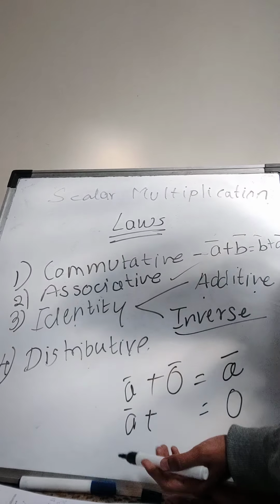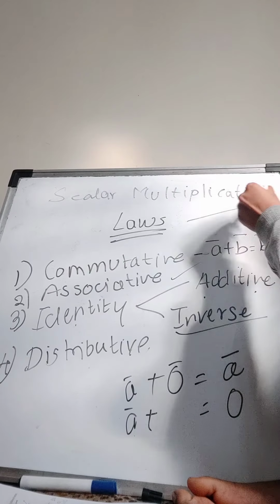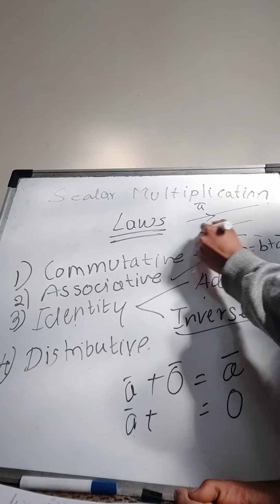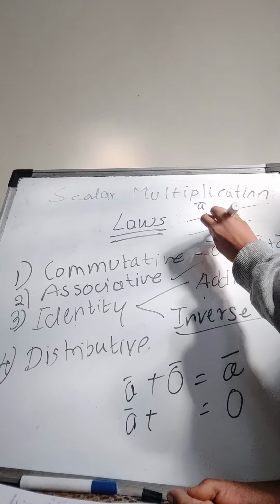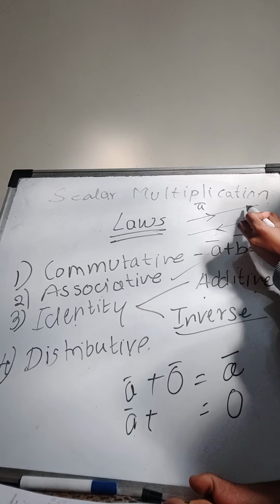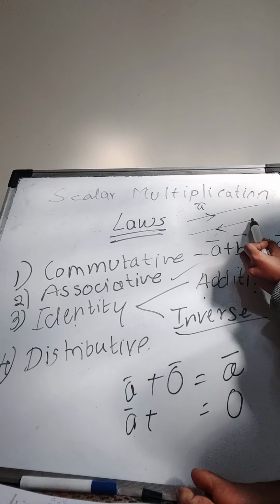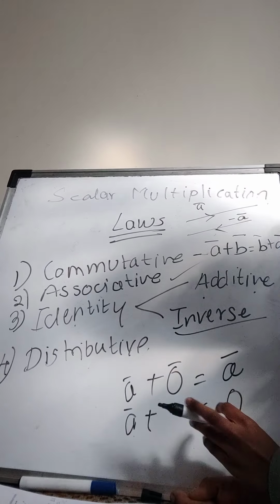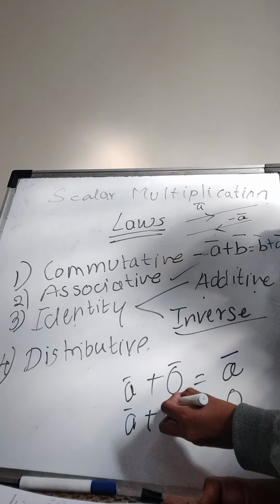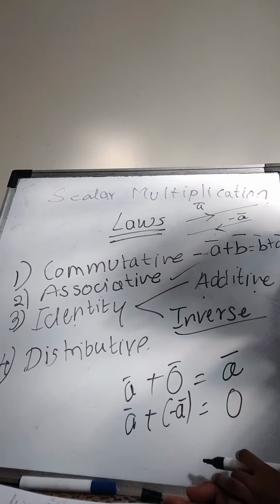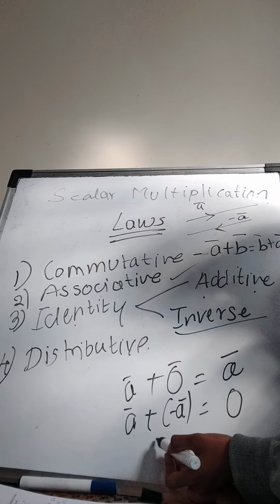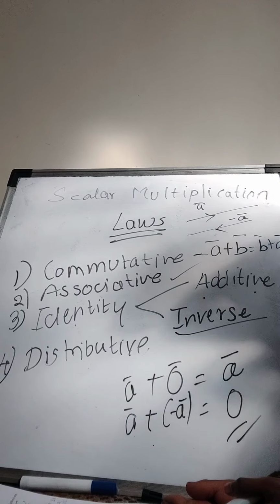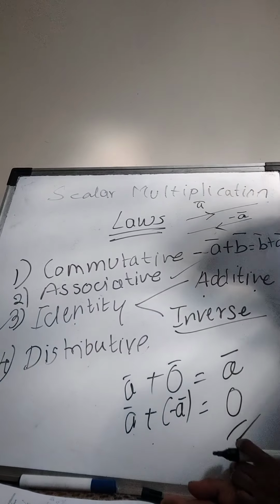Now what is the inverse of a bar? If this is your a bar, its inverse will be nothing but the same vector with its direction opposite. So if this is on this side, how will I write this? I'll write this as minus a bar. So the inverse of a bar will be minus a bar. We all know this. Plus minus will become minus. So a minus a will give us 0 only. So this was your identity law.